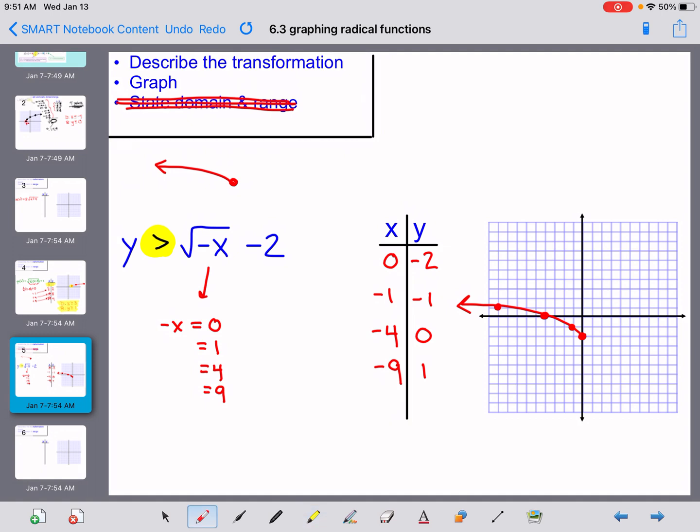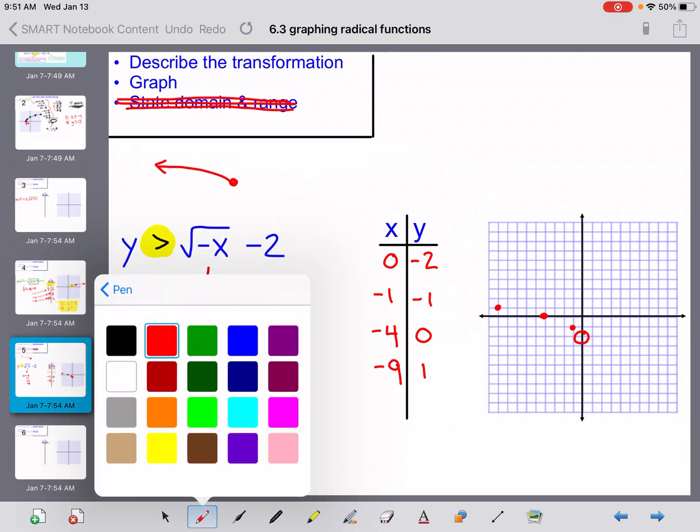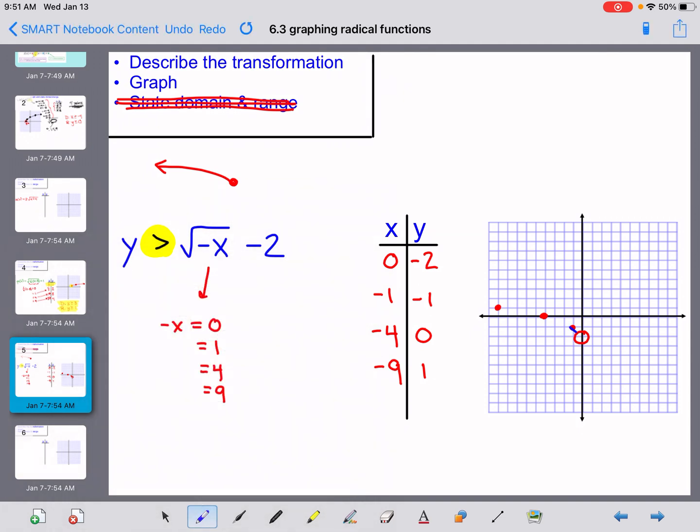Because this is a greater than symbol without the equal to sign, this is going to be a broken line. Now, our starting point, 0, -2, we also need to graph as an open circle because we want to make sure that point is not included. These I'm doing as closed circles because the broken line is showing me not to include these points. But that first circle, it's useful to show it as an open circle.